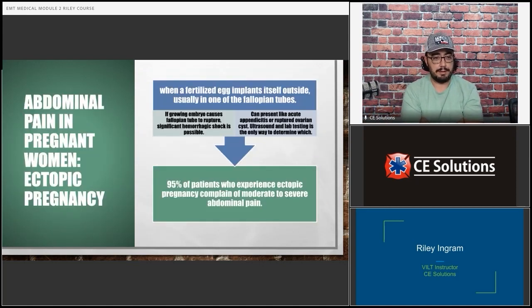Abdominal pain in pregnant women. So talking about more along the lines of ectopic pregnancy. When a fertilized egg implants itself outside of the uterus, usually in one of the fallopian tubes, the growing embryo can cause the fallopian tube to rupture, and significant hemorrhage or hemorrhagic shock is possible. This can present like acute appendicitis or a ruptured ovarian cyst. The only way we can determine what is what at that point is ultrasound and lab testing. That's the only way that we can make an actual diagnosis on that. 95% of patients who experience ectopic pregnancy complain of moderate to severe abdominal pain. Eek.